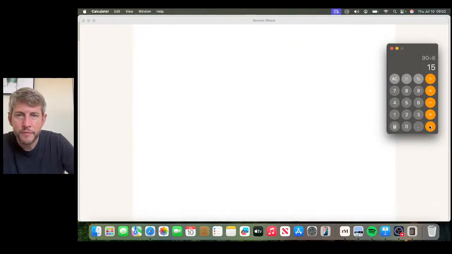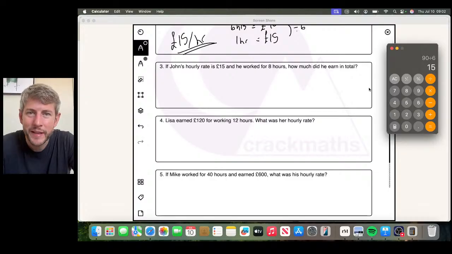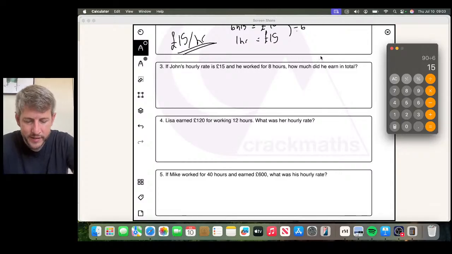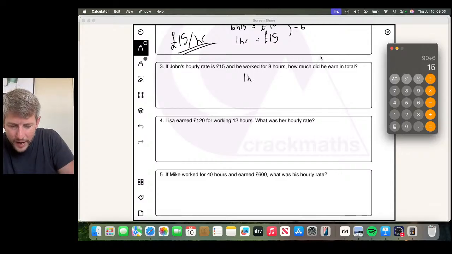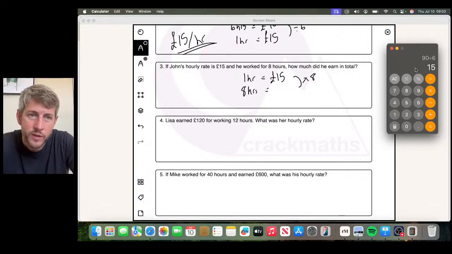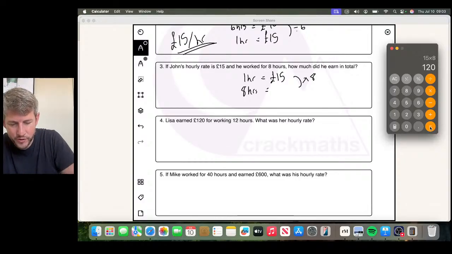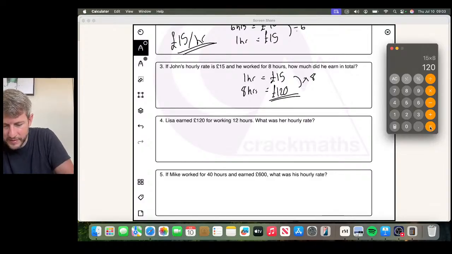If John's hourly rate is £15 and he worked for 8 hours, how much did he earn in total? So for John, we've got 1 hour equals £15, and then 8 hours is 8 lots of that, so he gets this 8 times. We've got the 15 already, so we just times this by 8, and that will be £120. So he got £120.